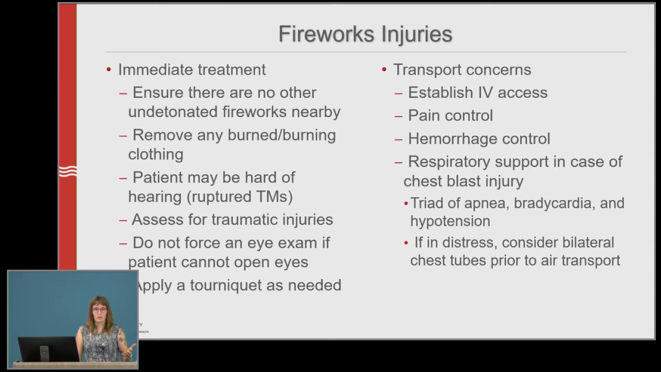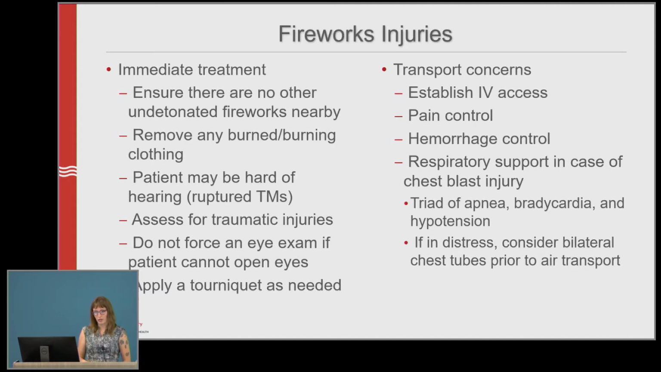So when we first see someone who's had a fireworks injury, we want to make sure there are no other undetonated fireworks nearby. We don't need anyone else to get hurt. We're going to remove any burned or burning clothing. And when you're assessing the patient, just remember they might be hard of hearing if they were near a really large blast because they could have ruptured their TMs.